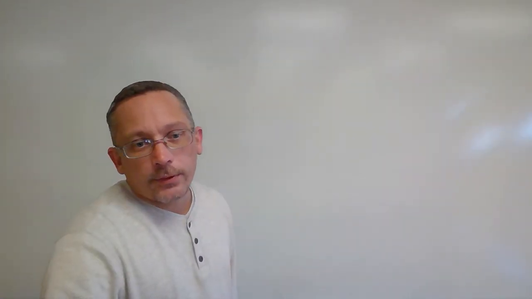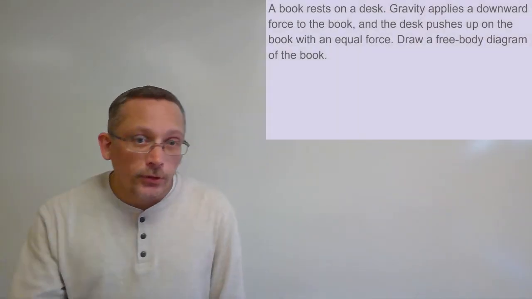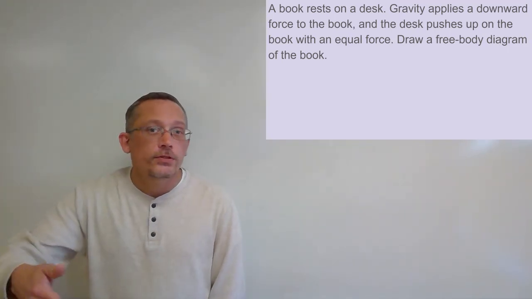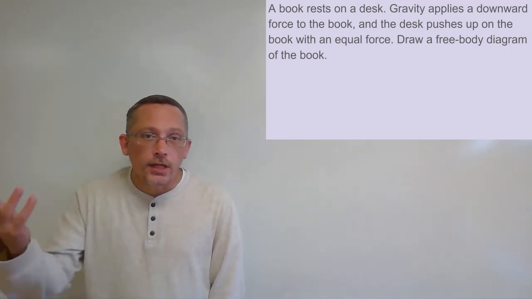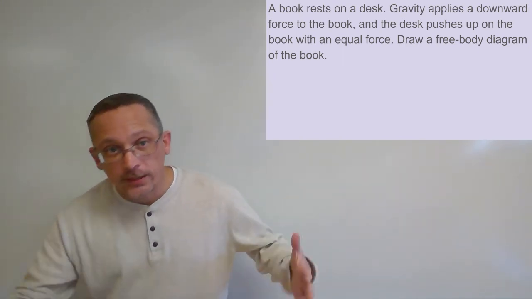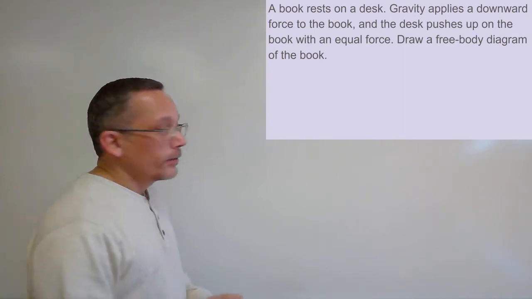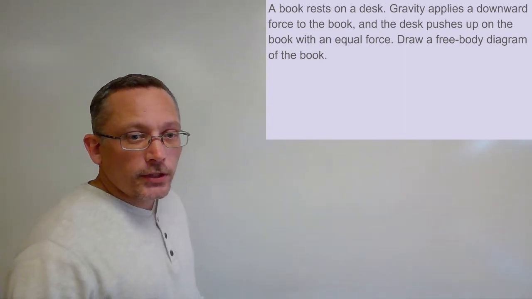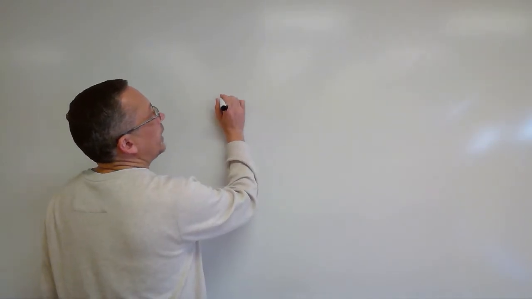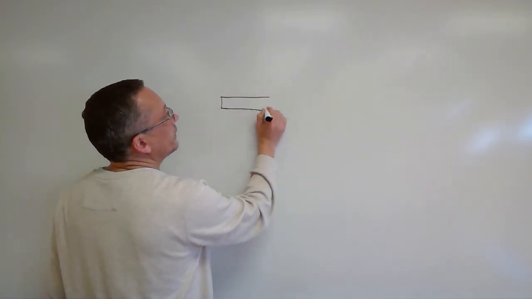Okay, one other example here. This one says a book rests on a desk. Gravity applies a downward force to the book, and the desk pushes up on the book with an equal force. So draw a free body diagram of the book. First thing, of course, I'm going to draw a book. And I'm not going to get too fancy here.